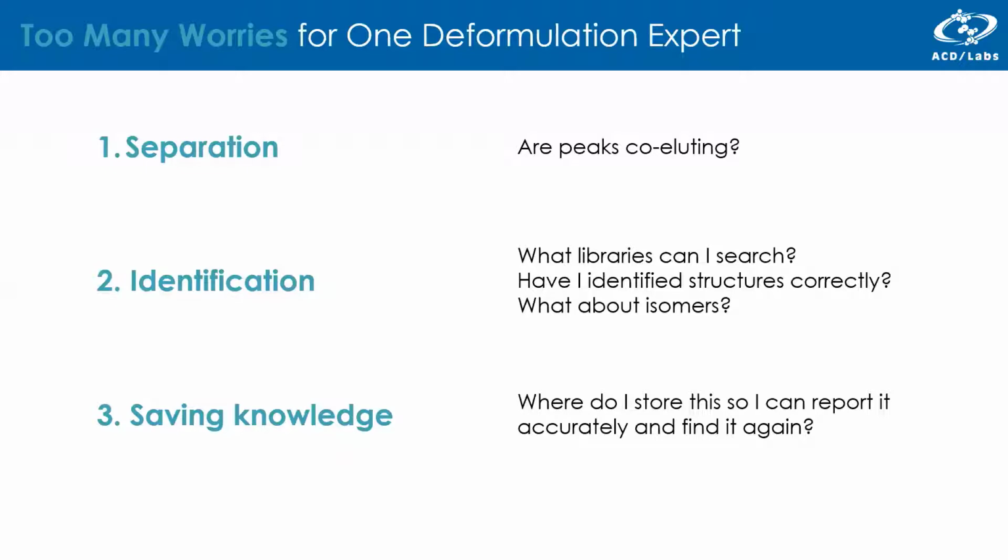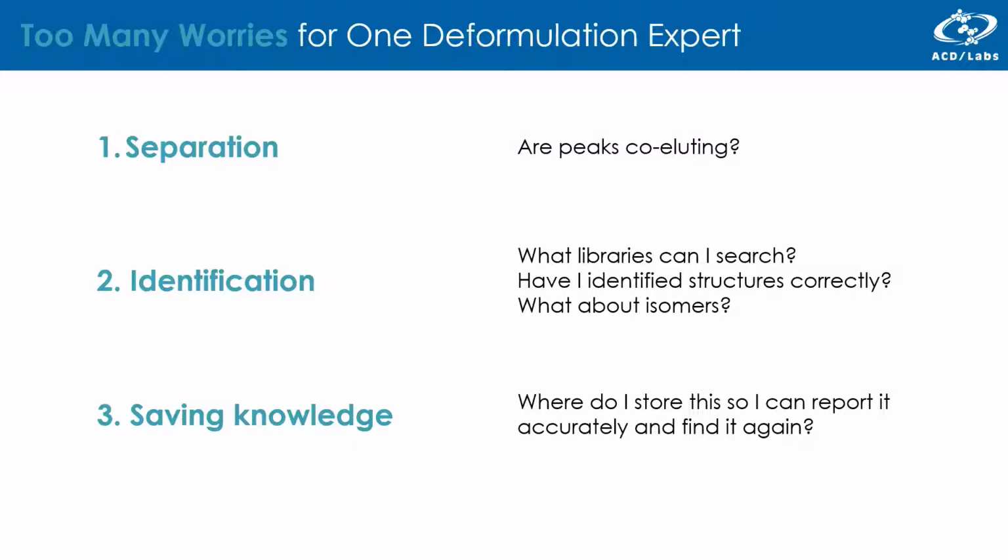So if we take a traditional approach and obtain the data, then we're taking a look at the separation. A major question is, are peaks co-eluting? Then once we're looking at identification, questions that you may be asking are, if I've done a database search against a library, do my databases cover enough chemical space? What libraries are available to me to search? Have I identified these structures correctly? Are these isomers?